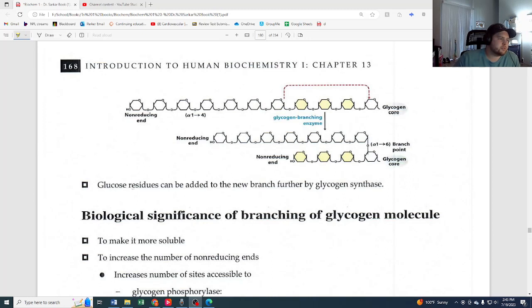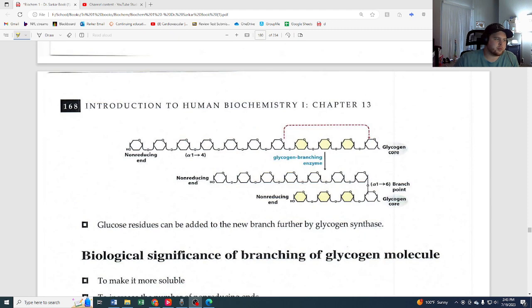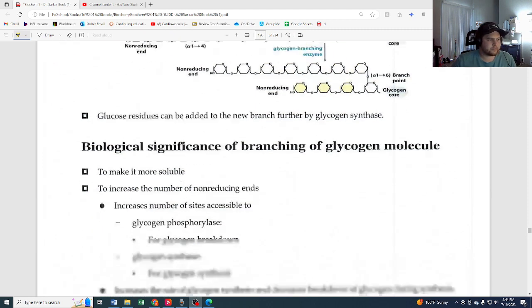Okay, so the glucose residues can be added to the new branch further by glycogen synthase. So they keep going at the non-reducing end, and they'll just keep adding to here. It gets a little bit too long, especially down here. It just breaks it again, sticks it down here, and then it keeps building.